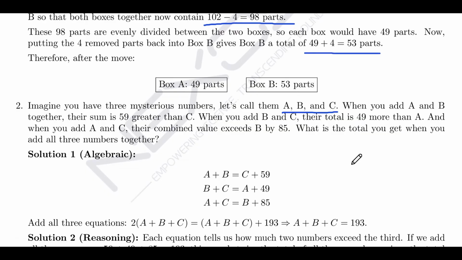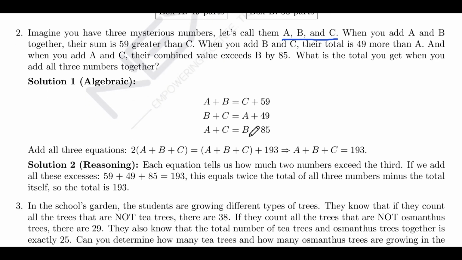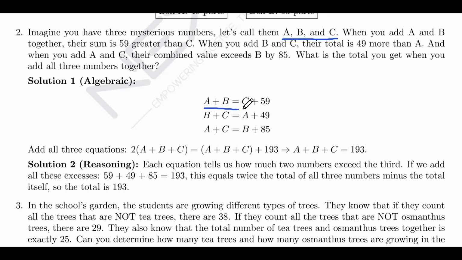We are told that A plus B is 59 more than C. We are told that B plus C is 49 more than A, and we are told that A plus C is 85 more than B. The algebraic approach is to write these 3 relationships in words. First, A plus B equals C plus 59. Second, B plus C equals A plus 49. Third, A plus C equals B plus 85.